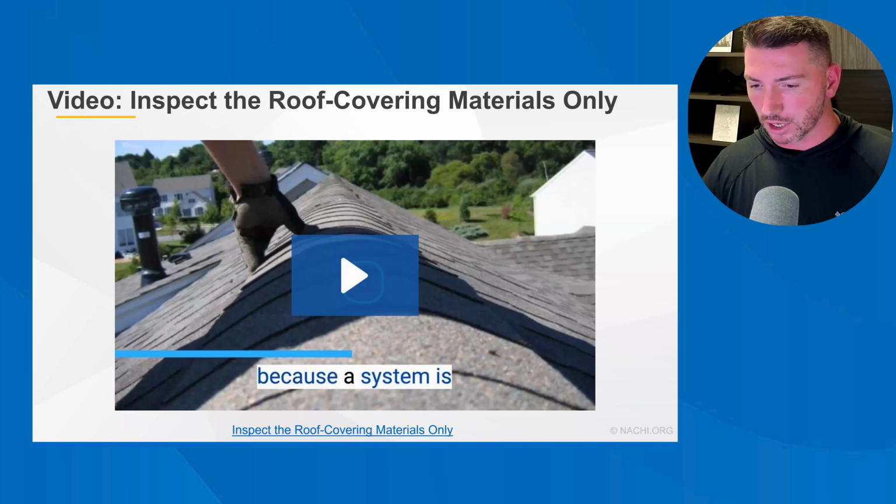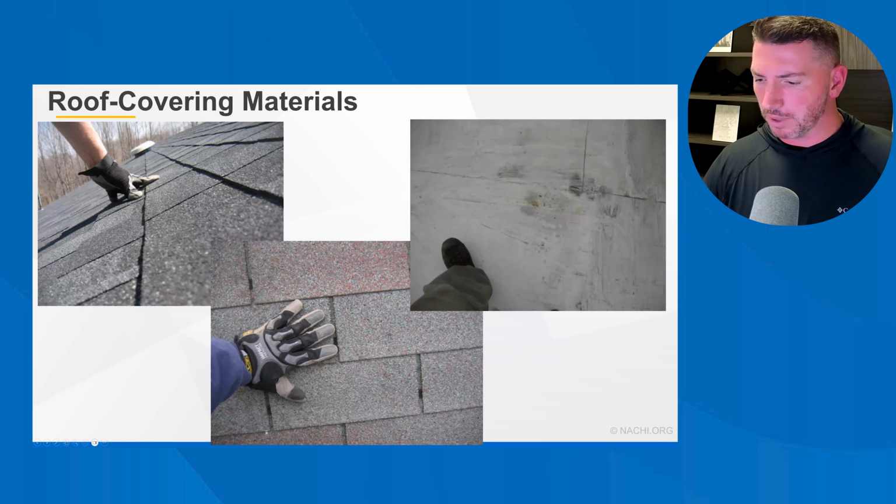So let's keep going. Inspect the roof covering materials only. Not sure what this video was, but again, we're going to kind of be skipping through the videos. These are some good pictures of the roof covering material. So home inspectors should report on the roof covering or the roof covering materials that they observe during the home inspection. They should not report on the roof system, roofing, roof assembly, the components of which are not readily observable, right?